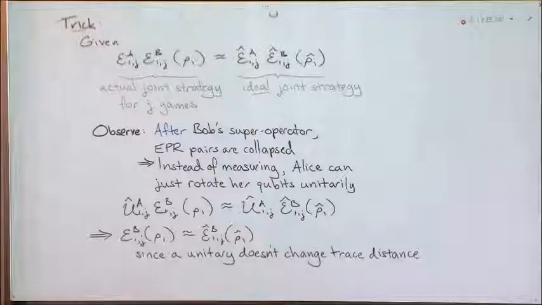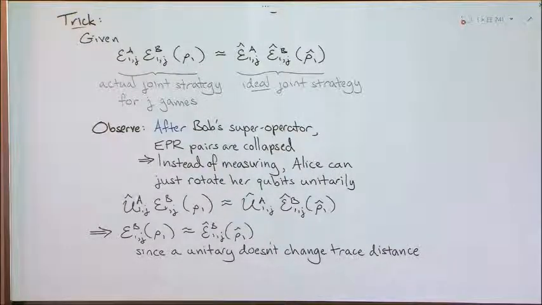And I don't think I have time to explain this, but it's really just a two-line proof in this example to show how, starting with a jointly ideal strategy, you can pull out that you have separately ideal strategies.